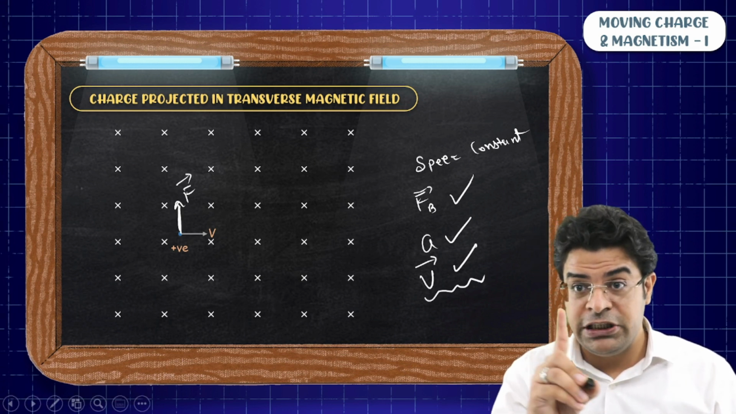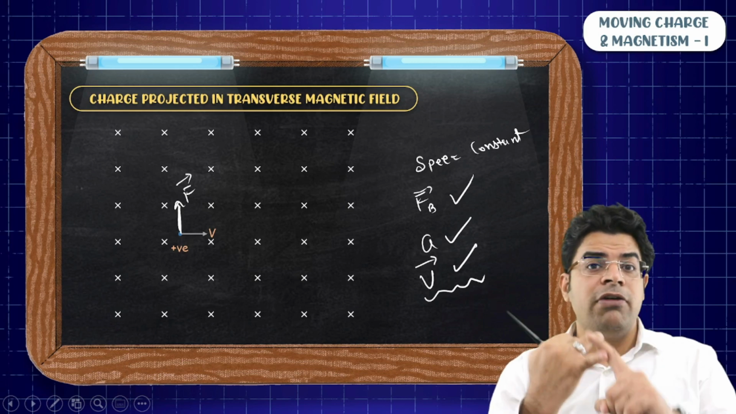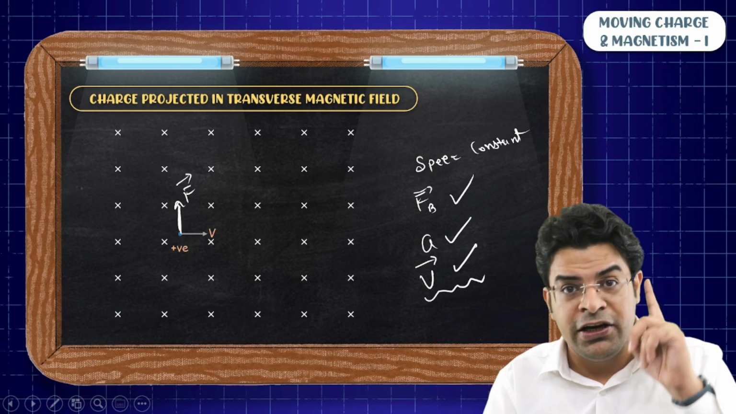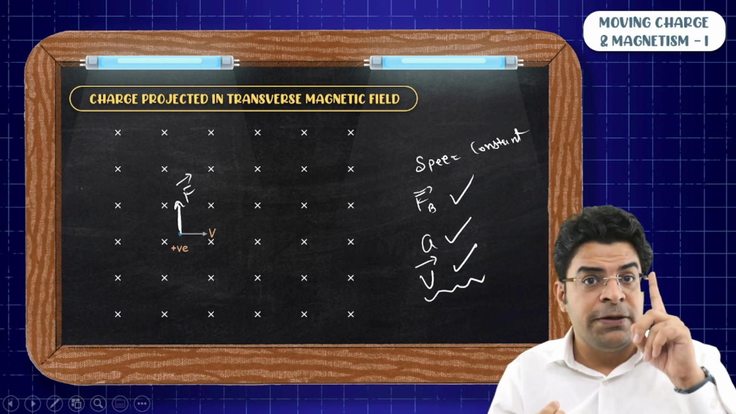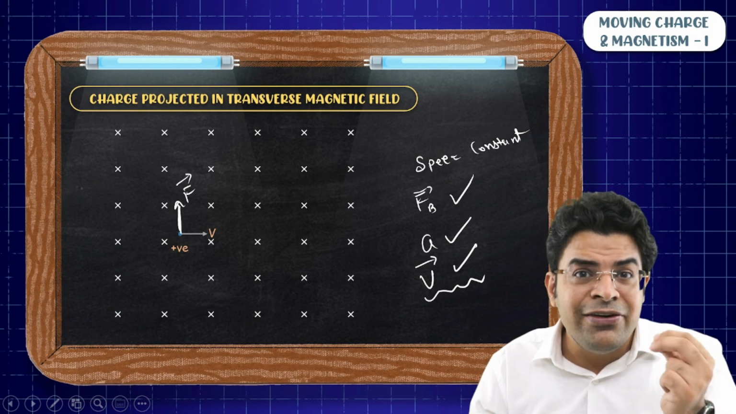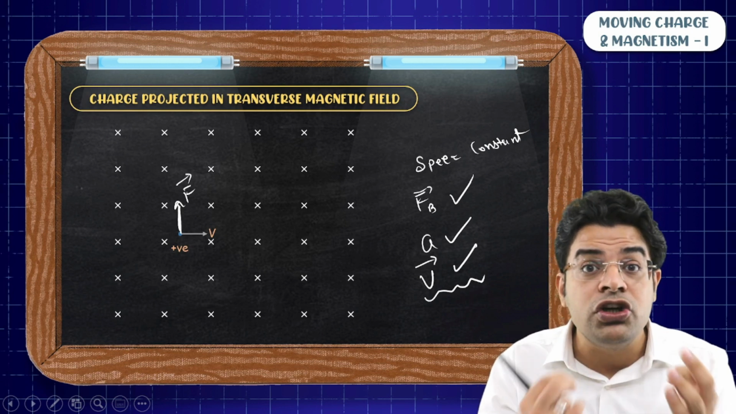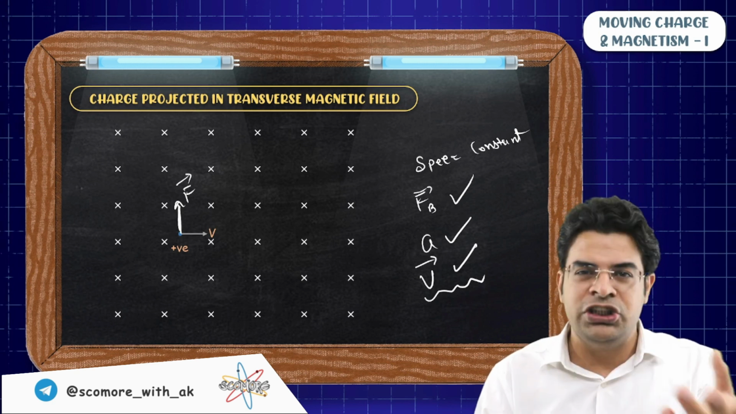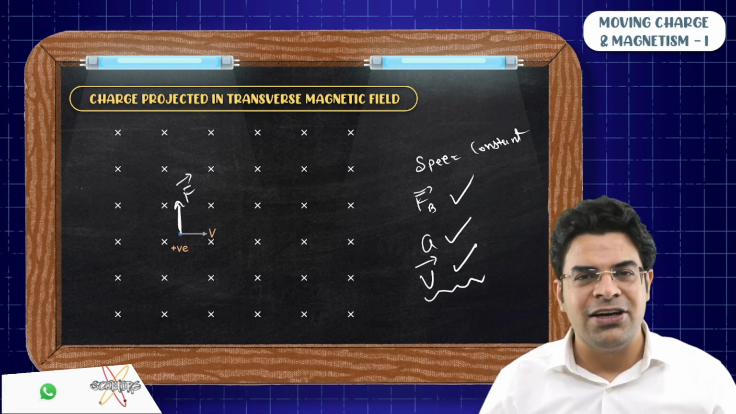Speed won't change, because we have learned that the power delivered by the magnetic force is zero. So the change in kinetic energy produced by it is zero, and the speed of the charged particle remains constant. Force is acting, so it will accelerate and its velocity will change. So think of a motion in which the speed is constant but the velocity changes. You know that's a circular motion.